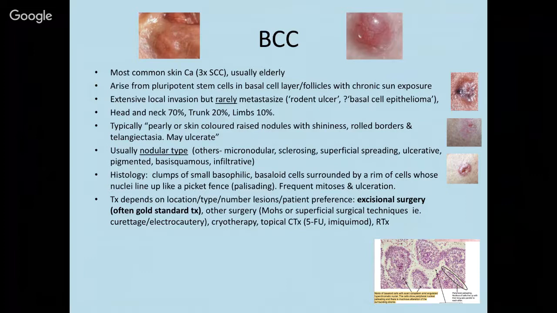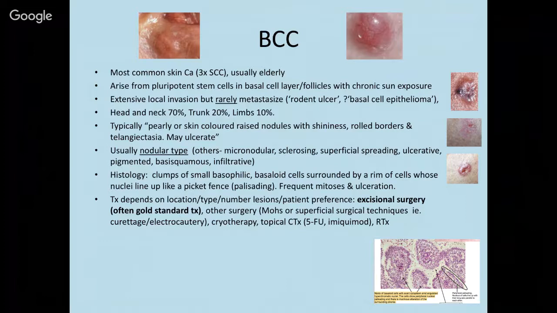The histology, this is taken from the histology slides, I presume they're the same as yours, but they form clumps of cells that are basophilic, which means they stain with basic stain. They're basaloid, so they look like the basal keratinocytes, and the cells all line up with the nuclei lining up almost like a picket fence, and this is called palisading, so that's a feature on histology.